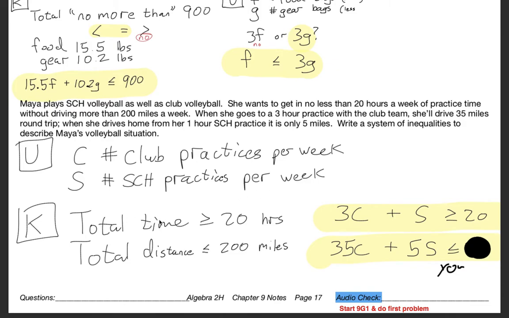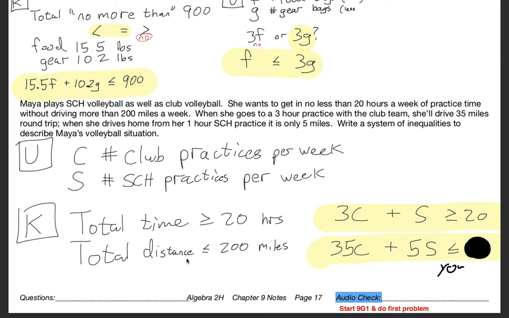She wants to make sure that her total time is greater than or equal to 20 hours, no less than 20 hours. She wants to put in the time and make sure she's getting better and better at volleyball. This is something she's prioritizing. Less than 20 hours is not going to make her a champion, so she wants to make sure she gets no less than 20 hours a week.